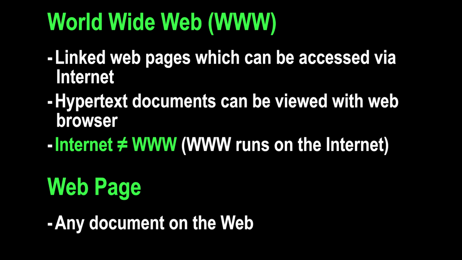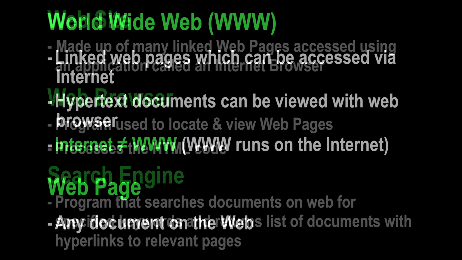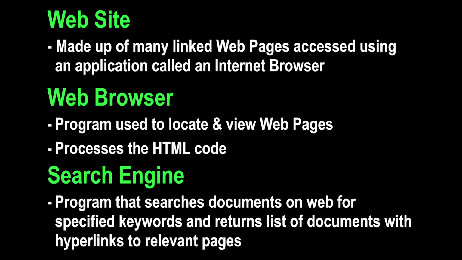The World Wide Web consists of many linked web pages which can be accessed via the Internet, with hypertext documents which can be viewed with a web browser. Please note that the Internet is not the same as the World Wide Web, since the World Wide Web runs on the Internet, and a web page is any document on the web. A website is made up of many linked web pages accessed using an application called an Internet browser.